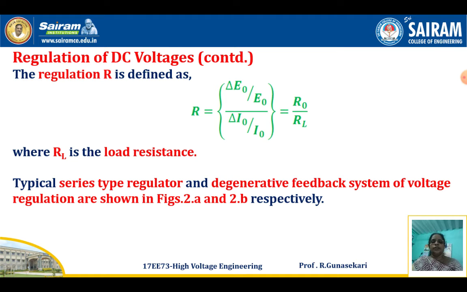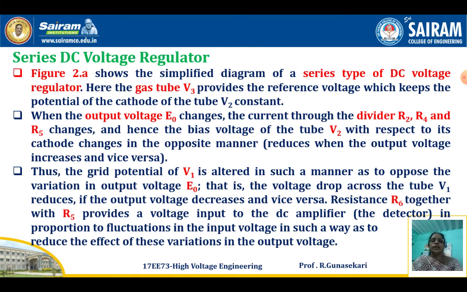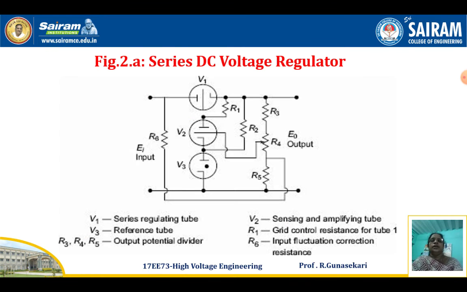Now we study the series type DC regulator and the degenerative feedback system of voltage regulation, which are shown in figures 2A and 2B. First, the series DC voltage regulator. Now we see the diagram before studying the theory part. This is the series DC voltage regulator circuit diagram.